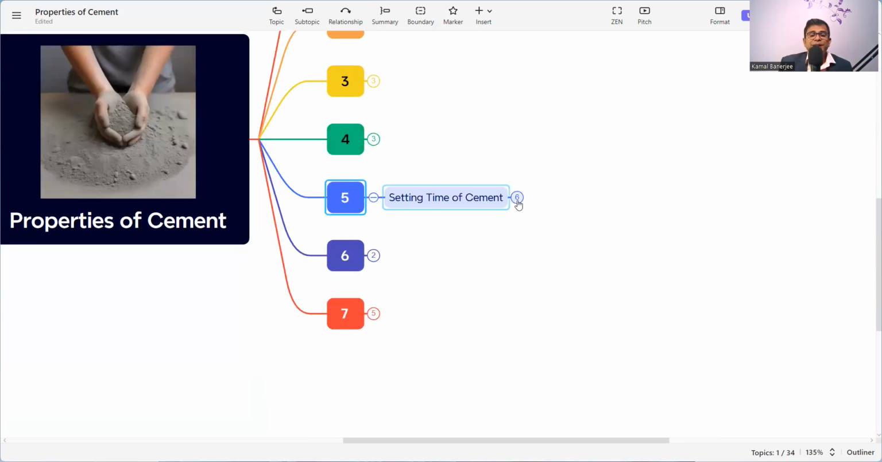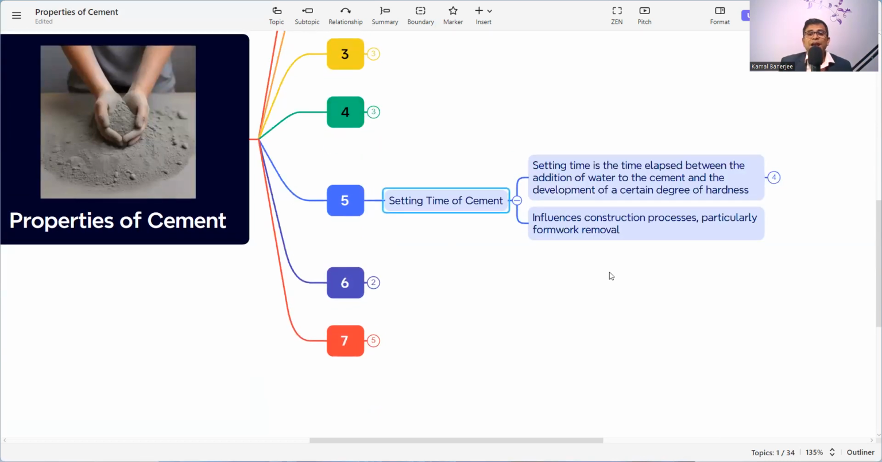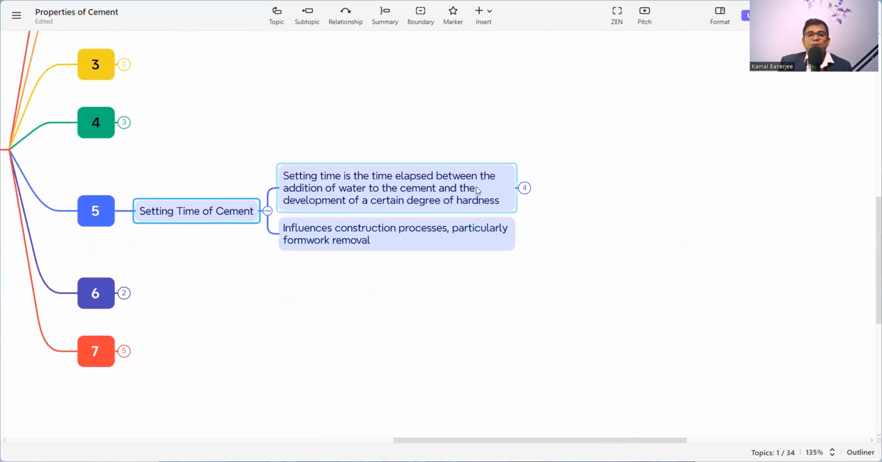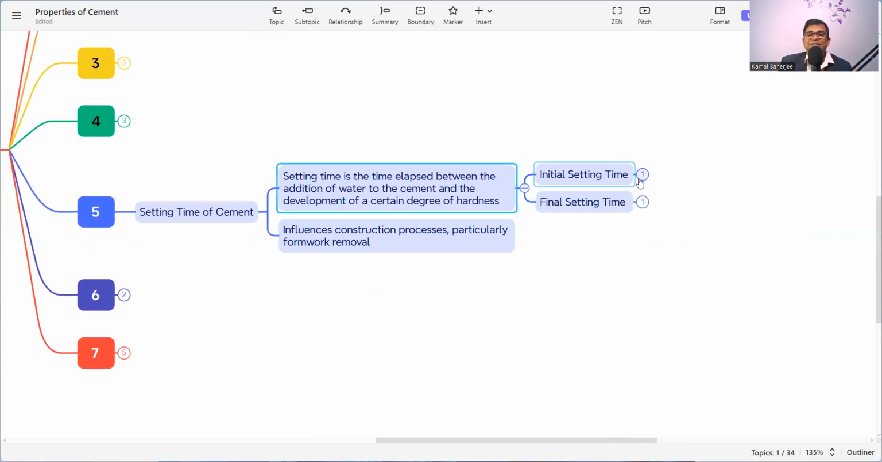The next is the setting time of cement. We all know that setting time is the time elapsed between the addition of water to cement and the development of a certain degree of hardness. There are two types of setting time: one is initial setting time, another is final setting time. But what is setting time? Whenever we add water to the cement and a certain degree of hardness is achieved, that is called the setting time. Now let's see the two types, initial and final.